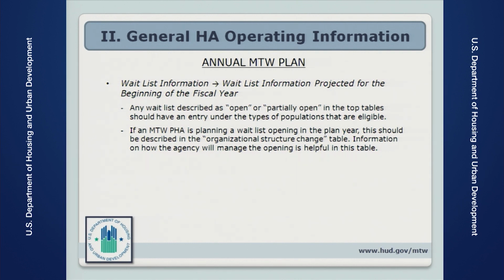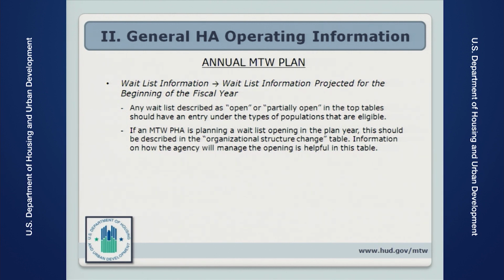Also, if you're noting that one of your waiting lists is open or partially open, there should be a corresponding entry for the population for which the waiting list is open or partially open. And if you're planning to open the waiting list during the year, there should be a description in the applicable section below about how you're going to manage that and what the plan is for that opening of the waiting list.